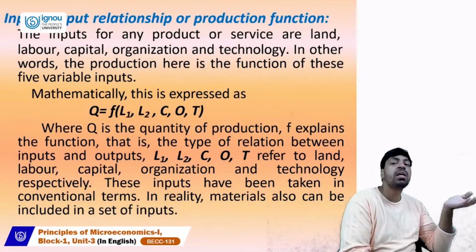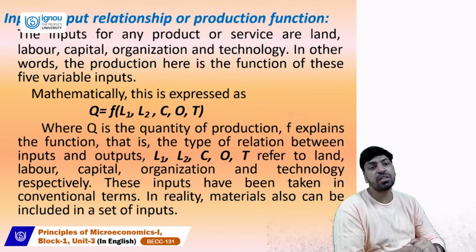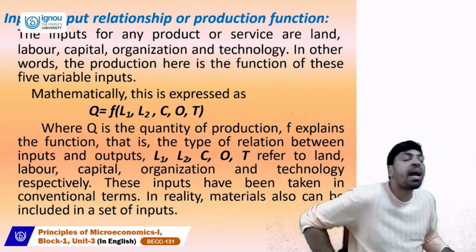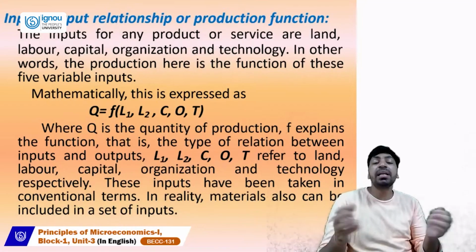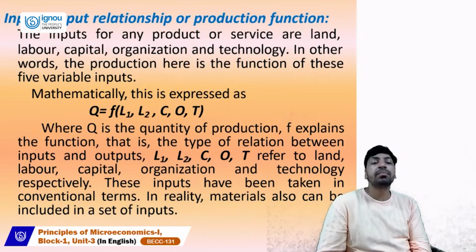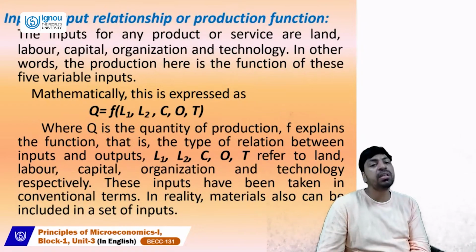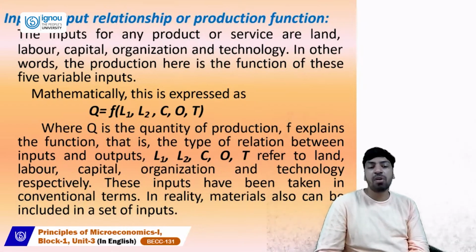When we talk about the inputs of any product and service, these are the five factors of production: land, labor, capital, organization, and technology. Mathematically, how do you express the production function? Q, the quantity of production, is a function of the five factors of production: land, labor, capital, O stands for organization, and T stands for technology.